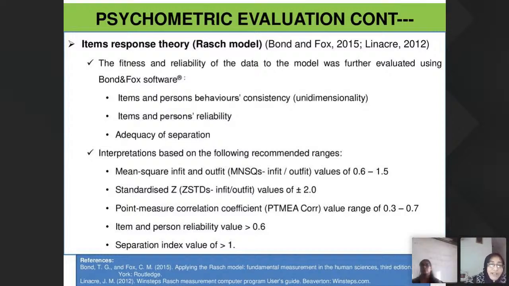We look into the items' and persons' behavioral consistency and the items' and persons' reliability. There are some parameters that we look into under the construct validity: the mean square infit and outfit, standardized Z, point measure correlation coefficient, item and person reliability, and separation index value of more than one. We are using all these ranges that have been put on the slides.